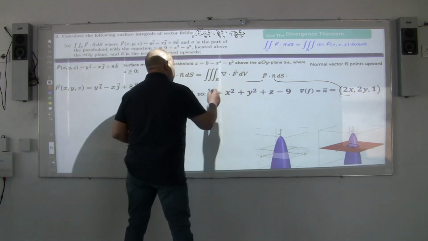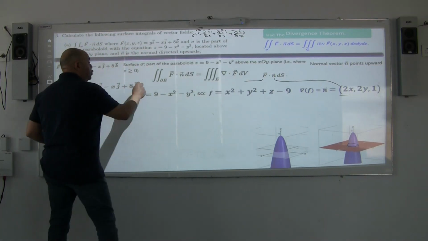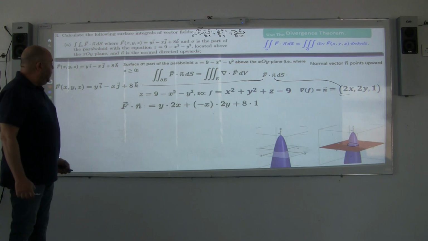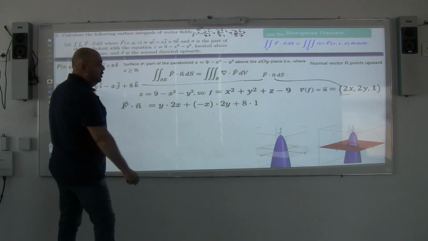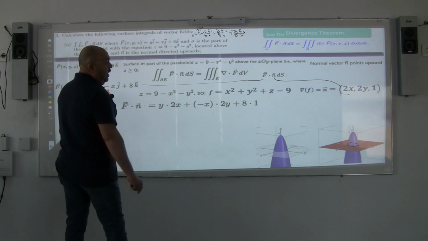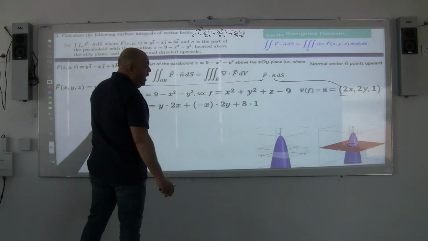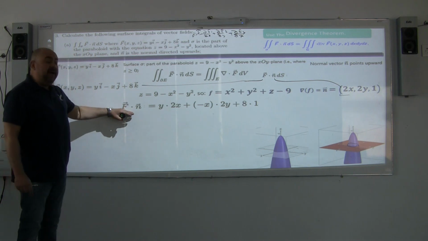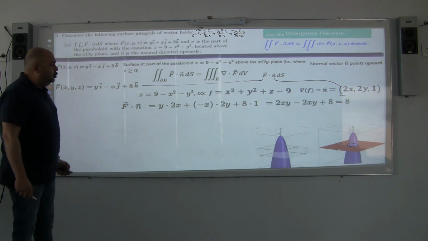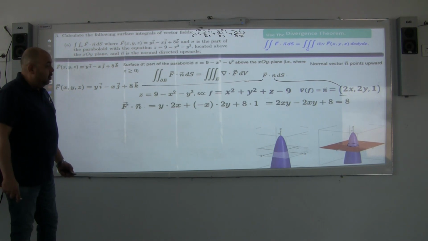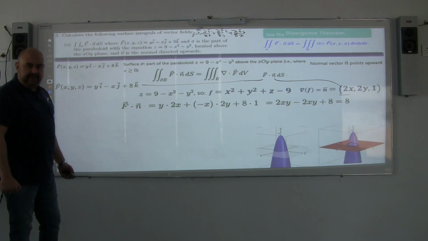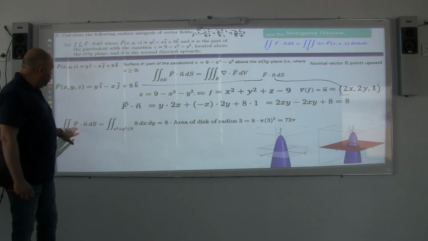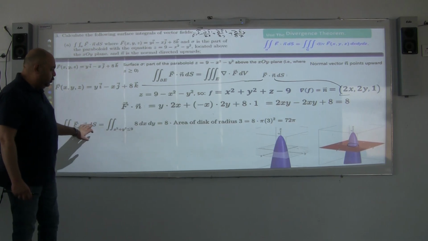So these are the components that I'm using. Now I also have the F function given to me. All I have to do is make the multiplication. So I'm multiplying y times 2x, negative x times 2y, and the 8 times 1, as you can see. I have the integrand. I will start doing the triple integration, which is going to be F dot n with respect to dS.